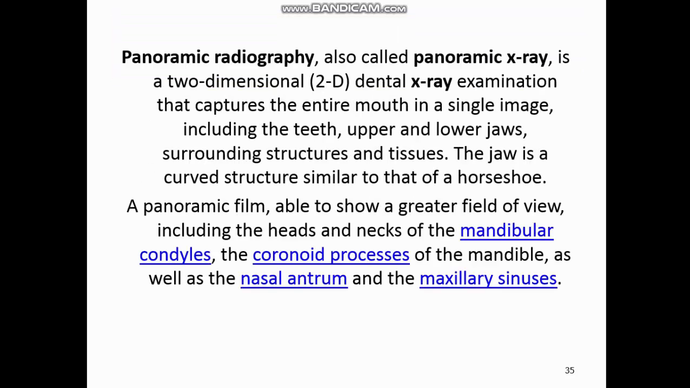Okay, the first of them is panoramic radiography, or we name it panoramic X-ray. It is a two-dimensional dental X-ray examination that captures the entire mouth in a single image, including the teeth, upper and lower jaws, surrounding structures and tissues. The jaw is a curved structure similar to that of a horseshoe. A panoramic film is able to show a greater field of view, including the heads and necks of the mandibular condyles, the coronoid processes of the mandible, as well as the nasal antrum and the maxillary sinus.